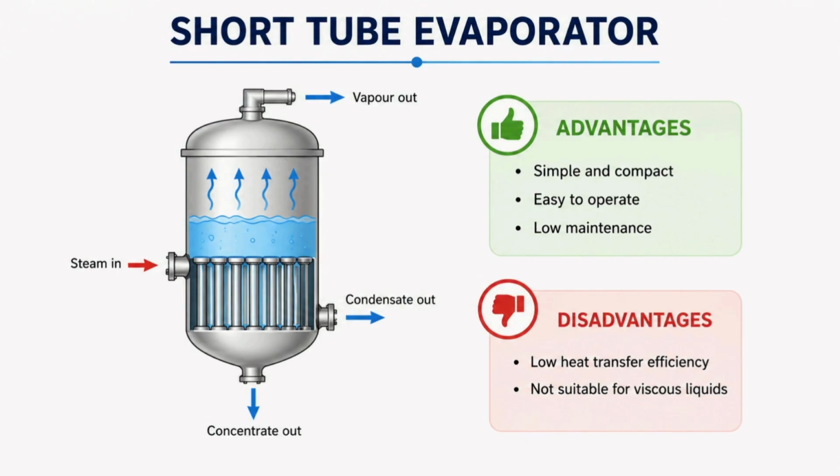Short tube evaporators are suitable for moderate scale industrial operations. They provide better evaporation efficiency and faster concentration. However, construction is more expensive than simple evaporators. Cleaning the tubes may also be difficult. Thicker, highly viscous liquids are not suitable because circulation becomes poor here. Thus, short tube evaporators are useful for medium scale pharmaceutical concentration processes.